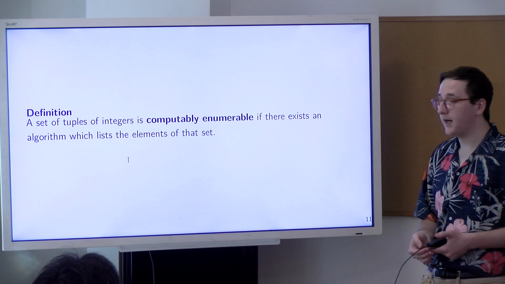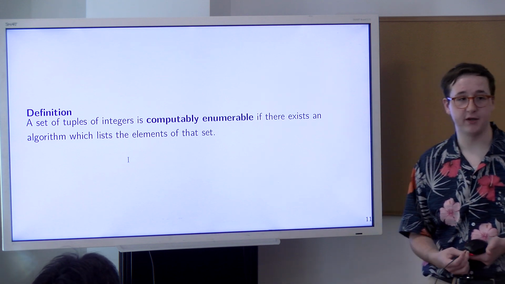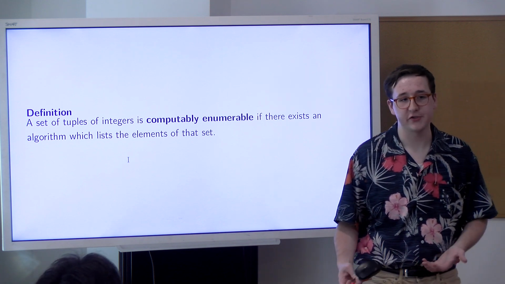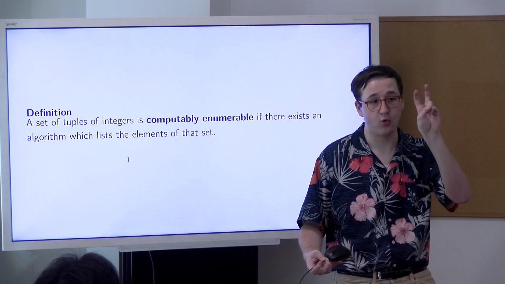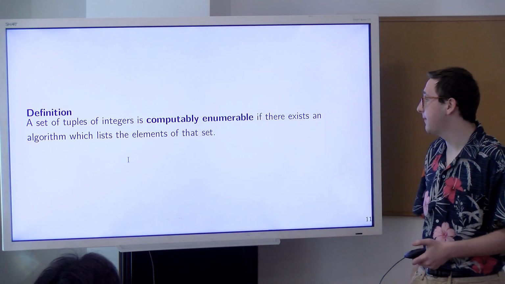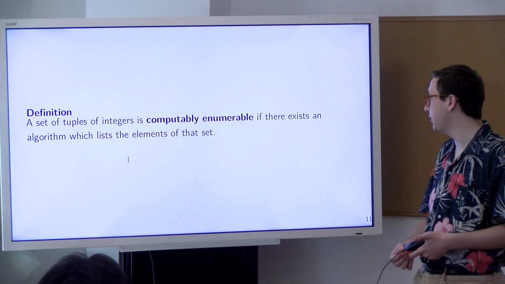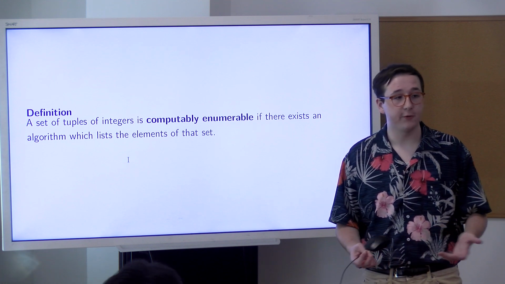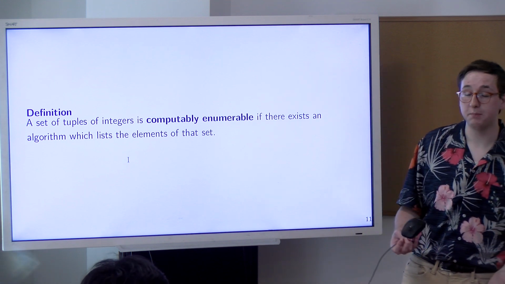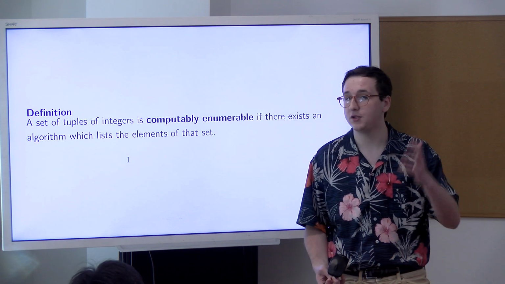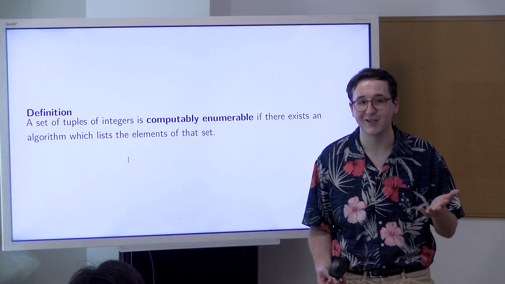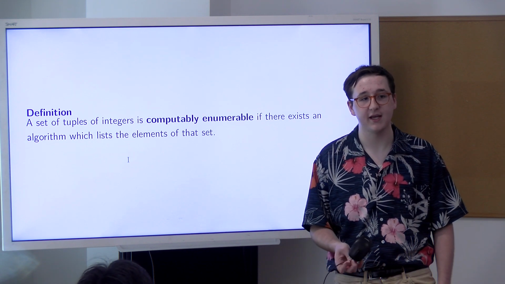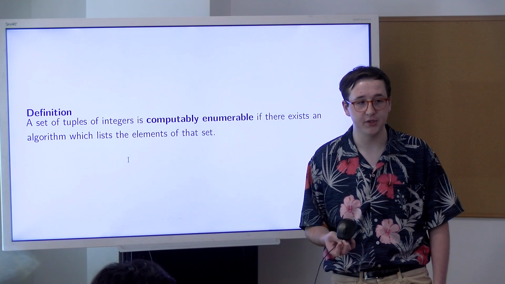Okay. A set of tuples of integers. Everyone knows what I mean when I say tuple, correct? A 3-tuple is an ordered set of 3 integers, a 4-tuple is an ordered set of 4 integers. So a set of tuples of integers is computably enumerable if there exists an algorithm which lists those tuples. For example, the set of even numbers is computably enumerable because I can just go through and list them all: 2, 4, 6, 8, 10, 12, and so on. Same with the prime numbers, odd numbers, perfect squares. Basically any set you will be able to think of is going to be computably enumerable.